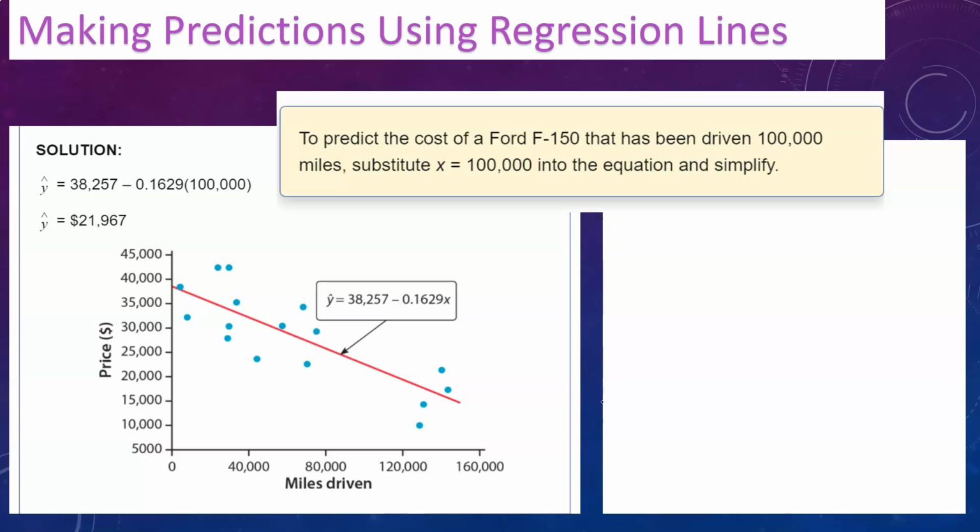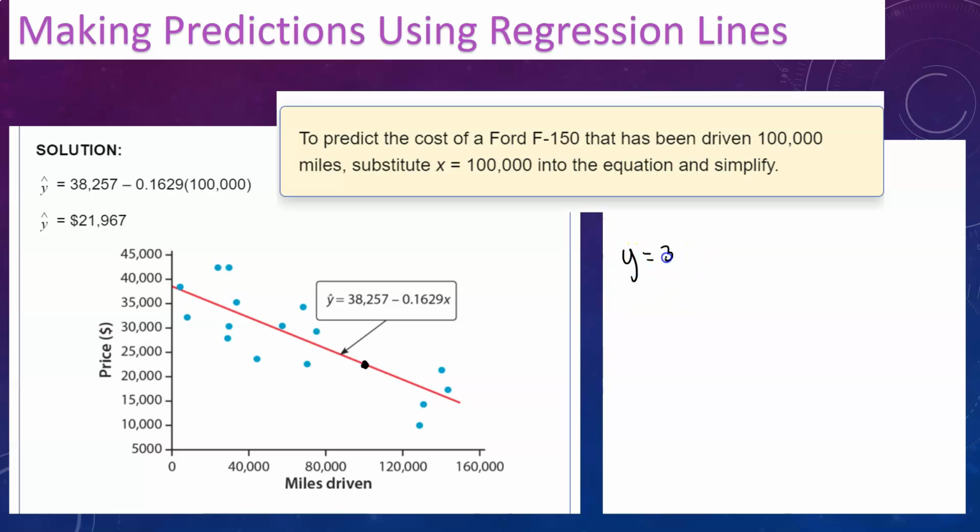We can also make predictions using our regression lines. So not only can we interpret our regression line and see that our selling price for our truck goes down about 16 cents for each mile, we can actually use it to predict the cost of different dollar amounts. I don't actually have a truck in here that was driven 100,000 miles. It would be about right there. I can actually predict that using my equation.